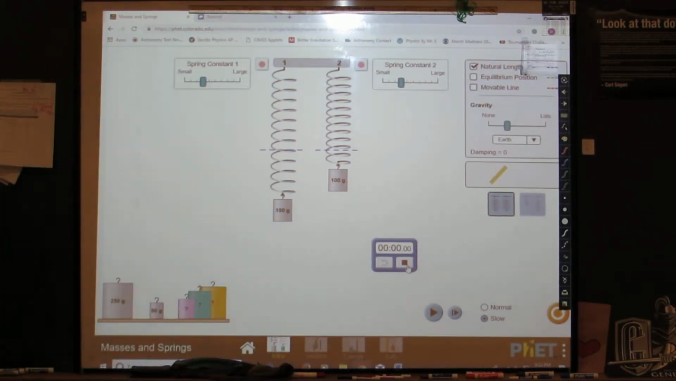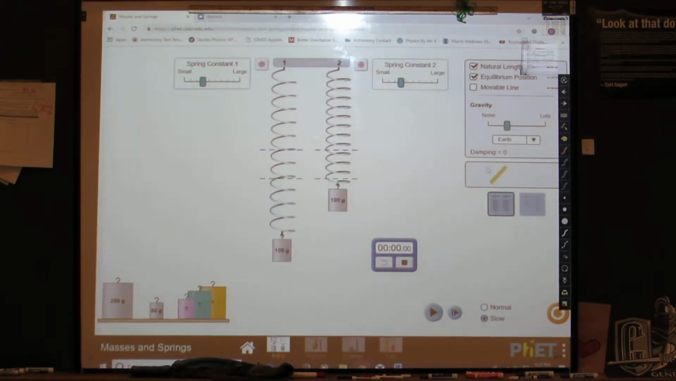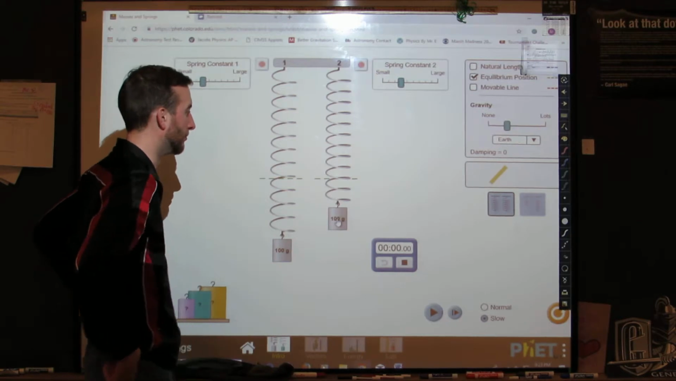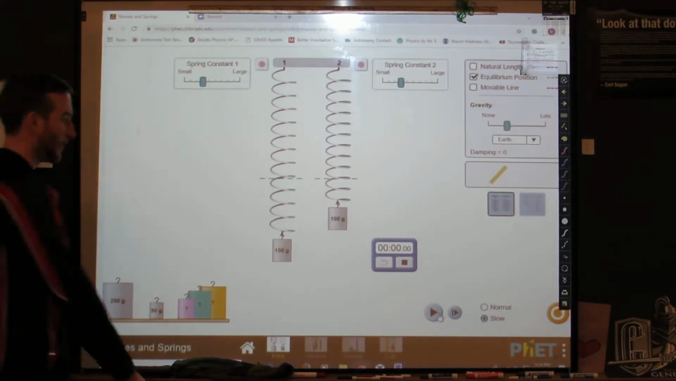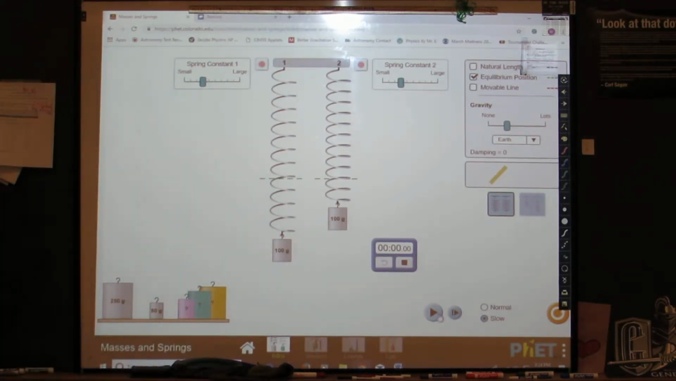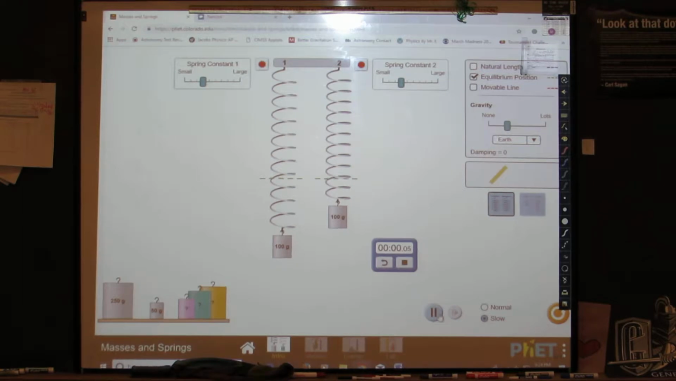Actually, I'll turn on this equilibrium position thing. We don't want the natural length on there. We're going to displace these differently from their equilibrium positions. Which one has moved more? Let's see what we get. So here we go. We're looking essentially to see which one of these returns to the bottom first.